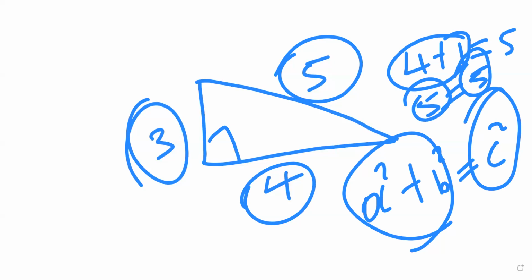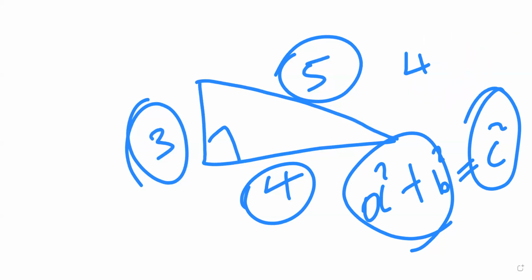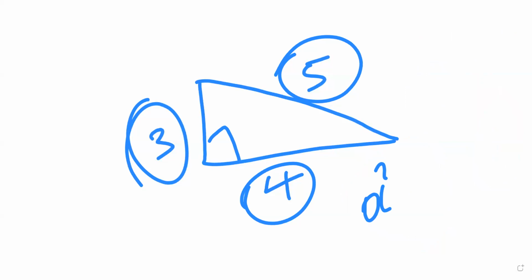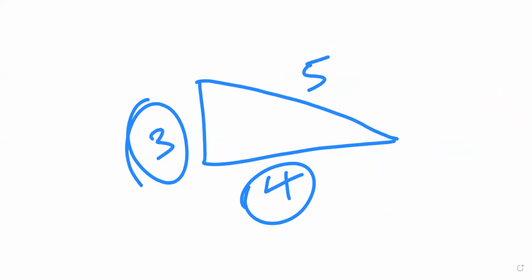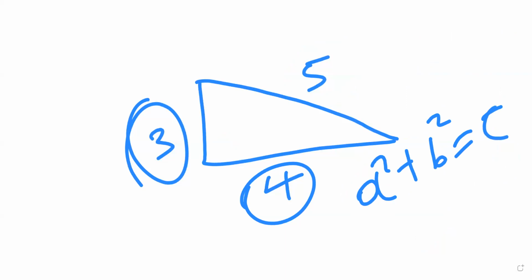So the idea is, if we get three dimensions, one for each side of a triangle, and we plug them into the formula here, and the left-hand side is equal to the right-hand side, then these dimensions could be used to form a right triangle. Let's use this as we go.